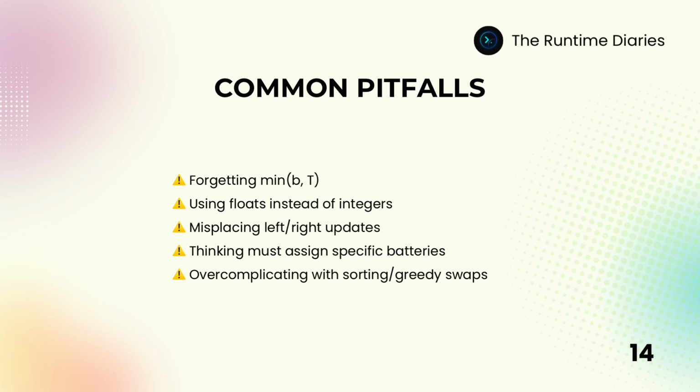Here are the most common mistakes people run into. First, using battery instead of min of battery and t. This overestimates the available energy. Second, using floats, which cause rounding issues, so always use integer division. Third, reversing your binary search boundaries. Make sure you move left up when the answer is feasible and right down when it's not.